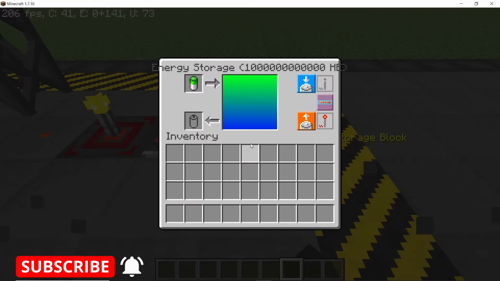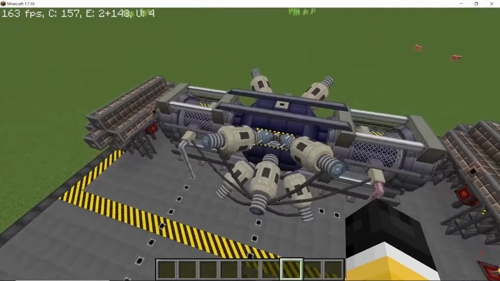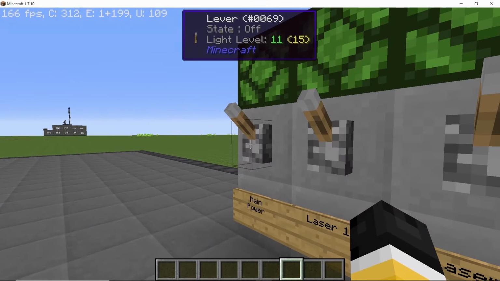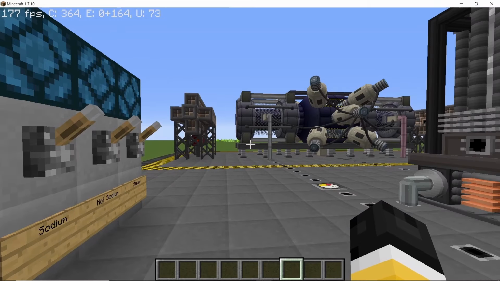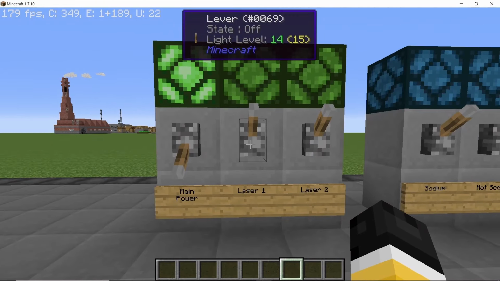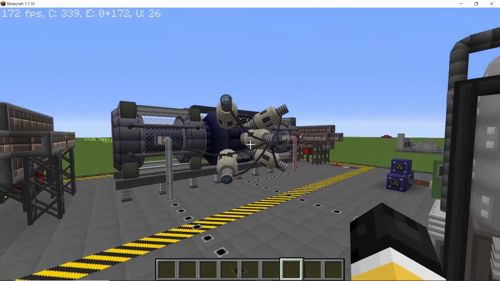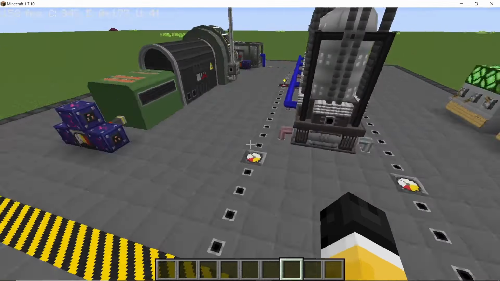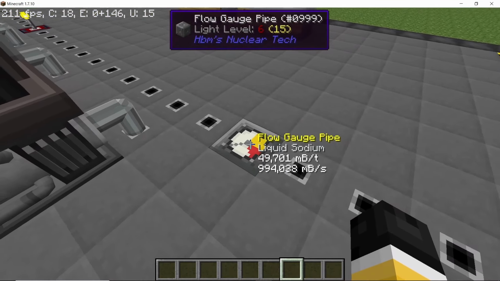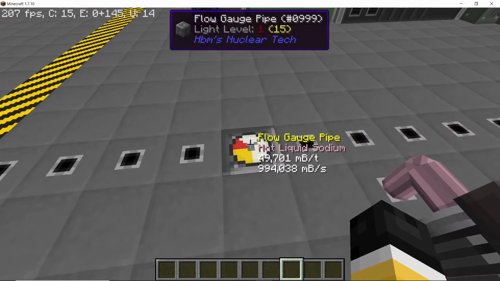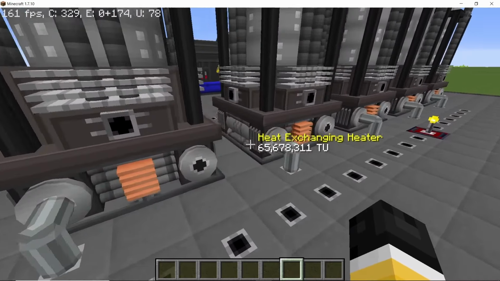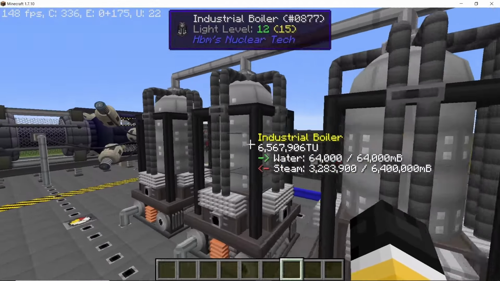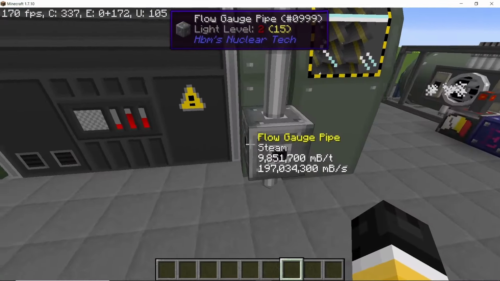So we can turn it on by first supplying power, which will not go in because we have not turned on the levers yet. So first I click on the main power and then laser 1. And this should start the reaction. The fuel that I have here is deuterium and tritium. It has started depleting, and as you can see, we are circulating just over 49,000 millibuckets per tick, which is exactly what 3 heat exchangers can easily handle.